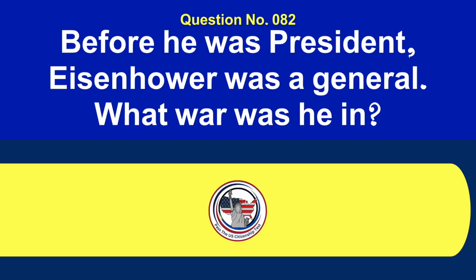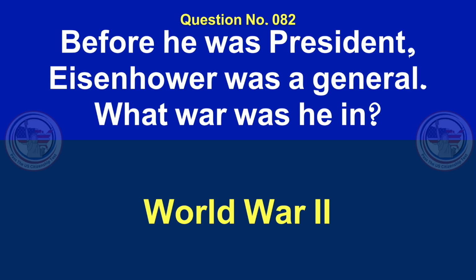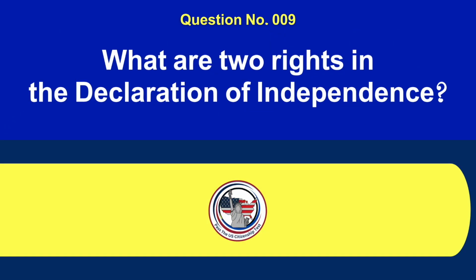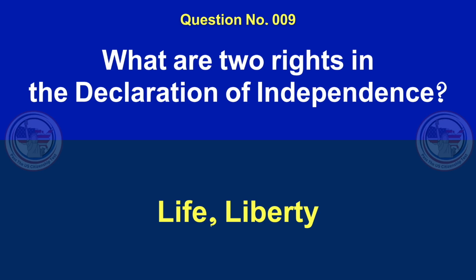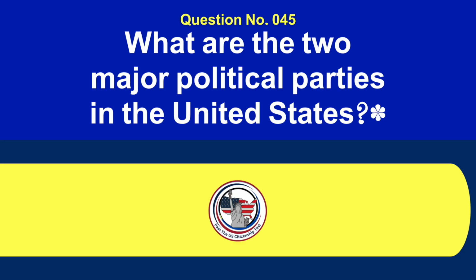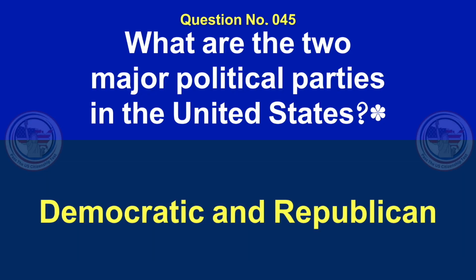Before he was president, Eisenhower was a general. What war was he in? World War II. What are two rights in the Declaration of Independence? Life, liberty. What are the two major political parties in the United States? Democratic and Republican.